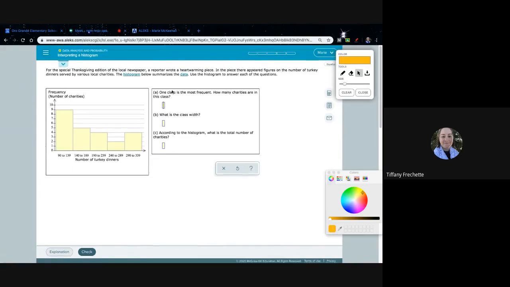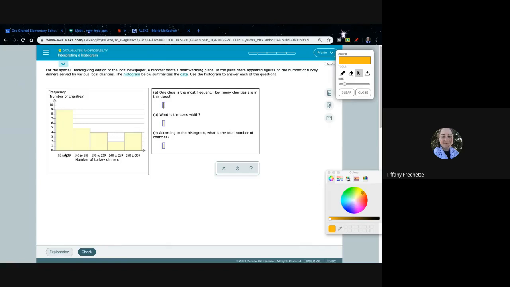Okay, so it says, for the special Thanksgiving edition of a local newspaper, a reporter wrote a heartwarming piece. In the piece, there appeared figures on the number of turkey dinners served by various local charities. The histogram below summarizes the data. Use the histogram to answer each of the questions. Sorry, trying to read that too quickly. So one class is the most frequent. How many charities are in this class?